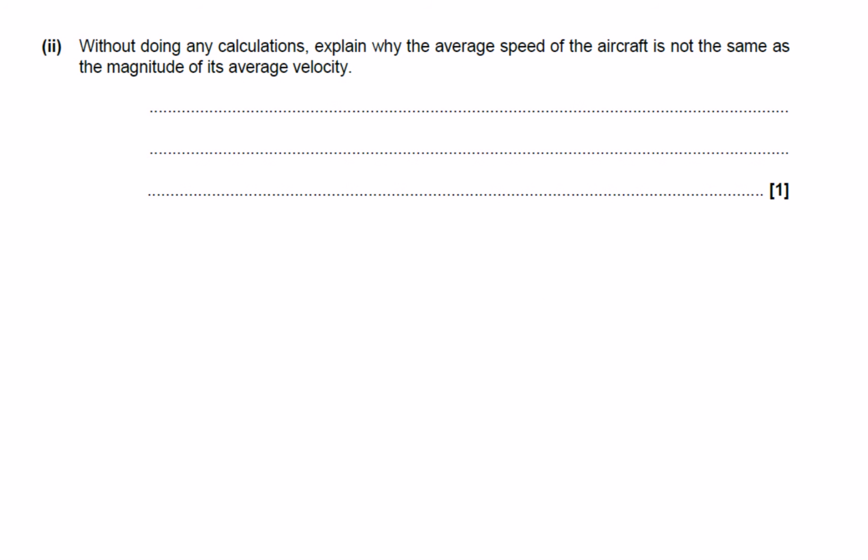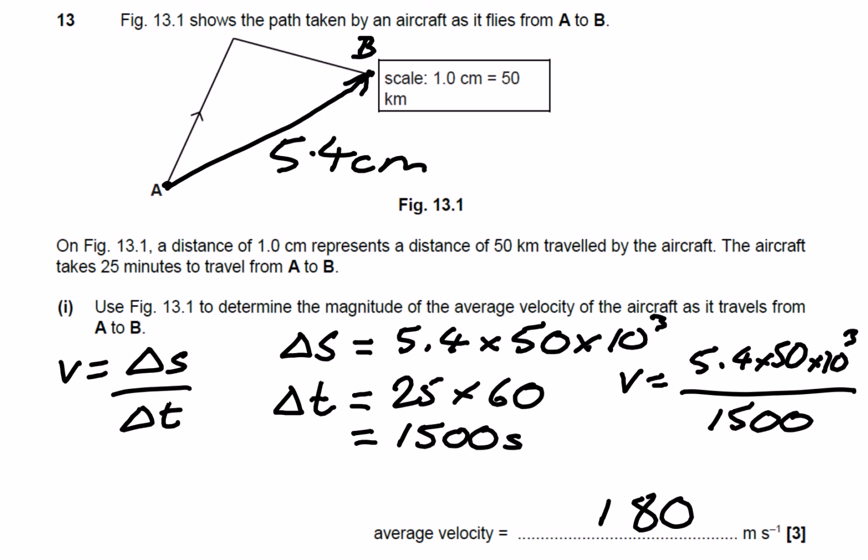Now on to part 2, saying without doing any calculations, explain why the average speed of the aircraft is not the same as the magnitude of its average velocity. If we go back to our diagram, the speed is the distance travelled, which would be this, per unit time, and the velocity is the displacement per unit time.